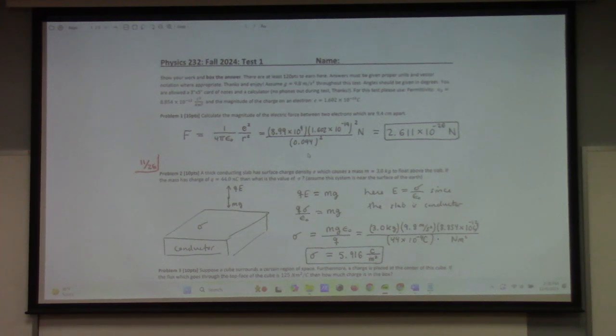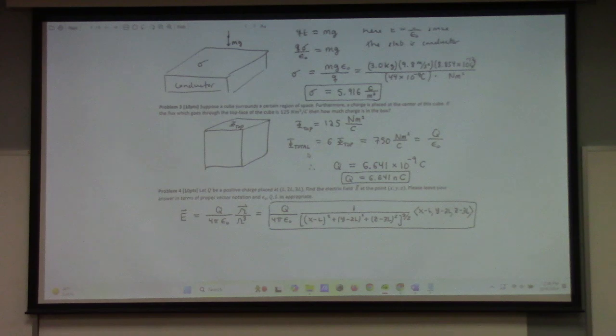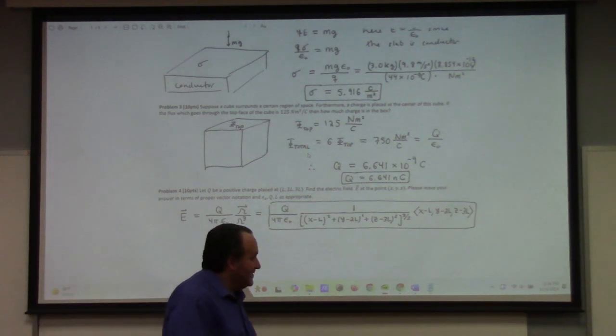Us physics instructors, we love Gauss's law. We love it so much. It's kind of embarrassing. So, is it an idol for us? I mean, probably the case could be made.